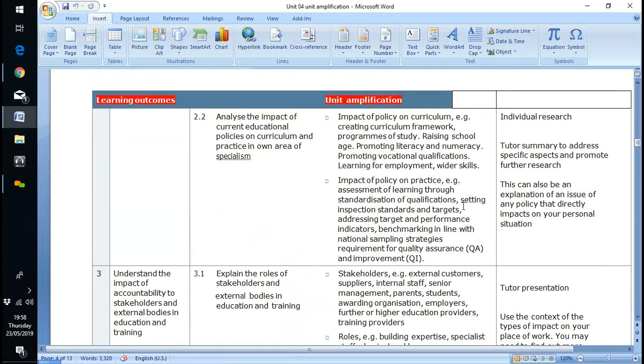And then 2.2 is analyse the impact of the current educational policies on curriculum and practice in your own area of specialism. Now again, you said you spoke to the deputy head, did you? I spoke to the head. The head. Speak to the head. They will give you a lot more insight into that. She was the most useful person to speak to because she just had all the answers, told me which person was which, and I just got on with it after that. And she even emailed those people for me, and they came to find me when I couldn't find them. So it was nice that she did that.